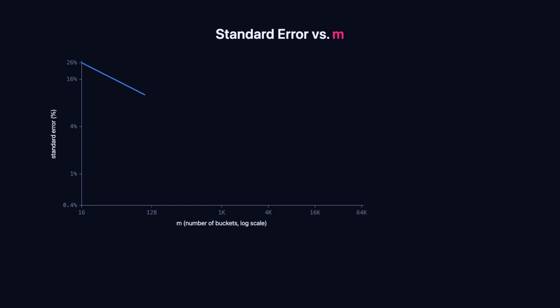How accurate is this? The standard error of the HyperLogLog estimator is approximately 1.04 divided by the square root of m, the number of buckets. At 16 buckets, your error is 26%. Useless. At 4,096 buckets, your error drops to 1.6%. At 16,384, Redis's default, your error is 0.81%.